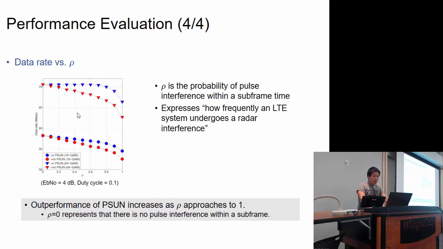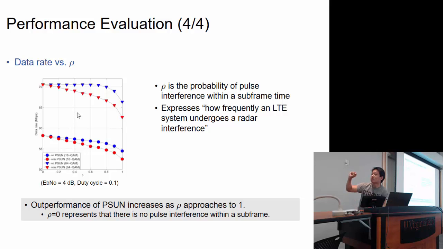And the last thing, because it's almost impossible to parameterize the occurrence of pulse interference, I wanted to generalize that quantity. So rho here is the probability of pulse interference within a subframe time. If it's 0, then there's no pulse interference within your LTE subframe time. If it's 1, you see a pulse interference every single subframe in your LTE simulation.